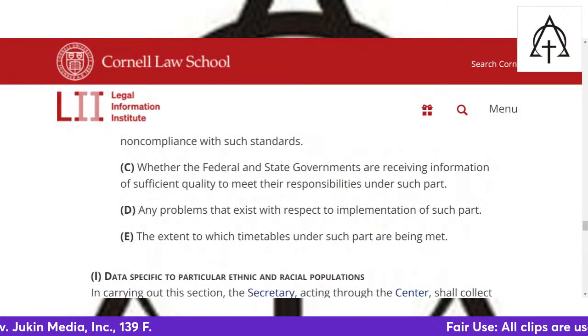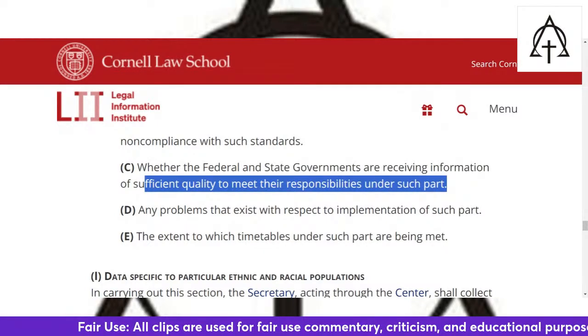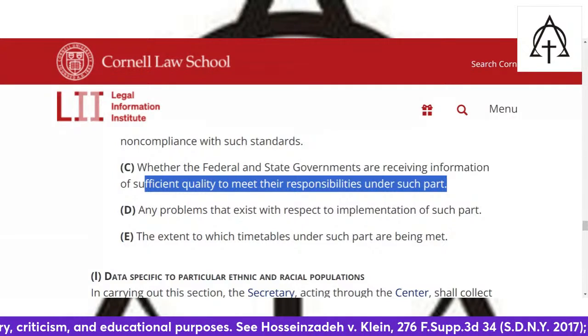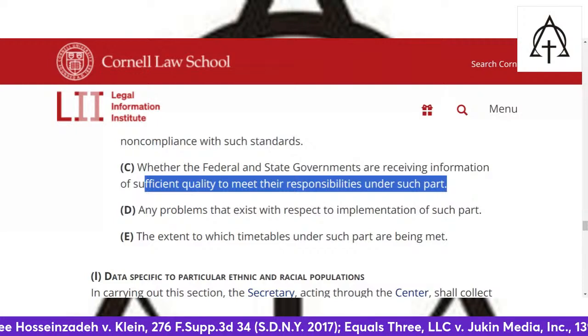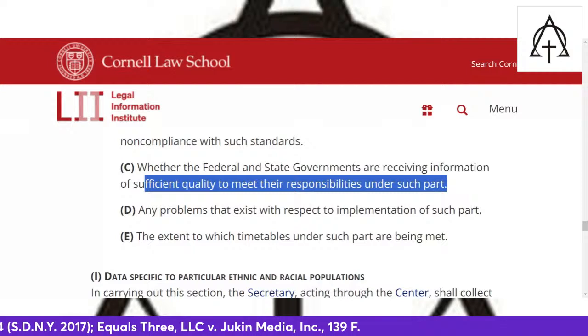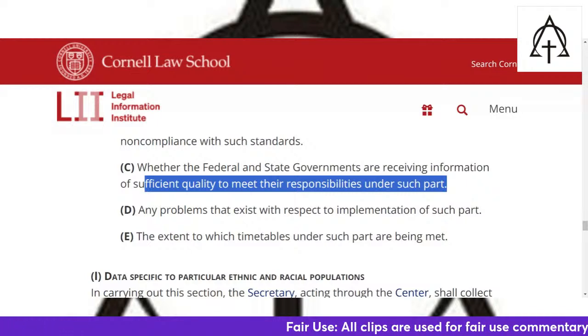Whether the federal and state governments are receiving information of sufficient quality to meet their responsibilities under this part. Whether the federal government is receiving information of sufficient quality, it's deficient. We are not required to give it to them, yet they're demanding and convincing us through this public education system and through our parents, who also went through this public education system and were socialized in this propaganda and indoctrination, to believe the same thing, that we are subject to it when we're not. It's all voluntary.